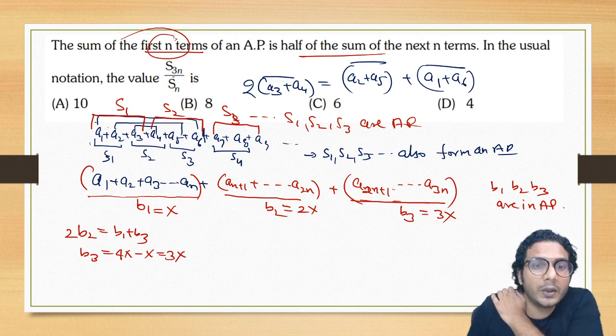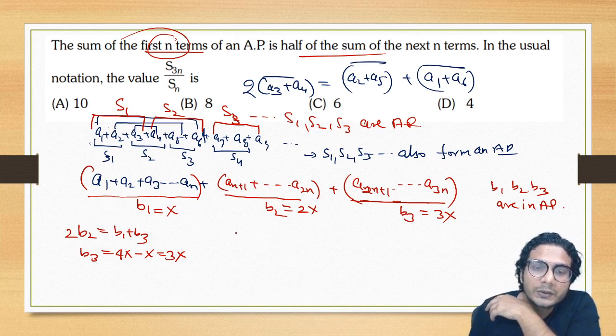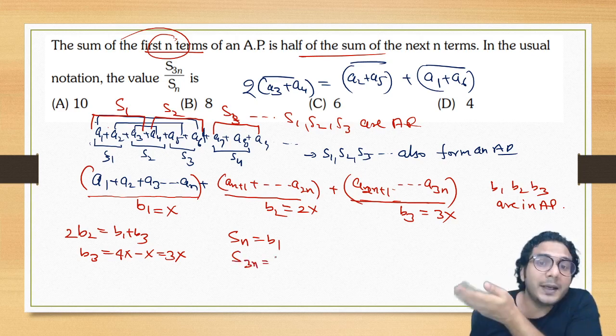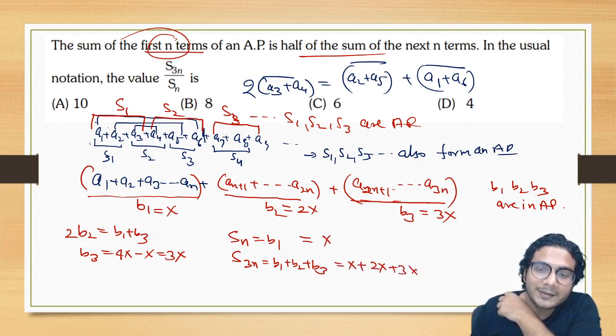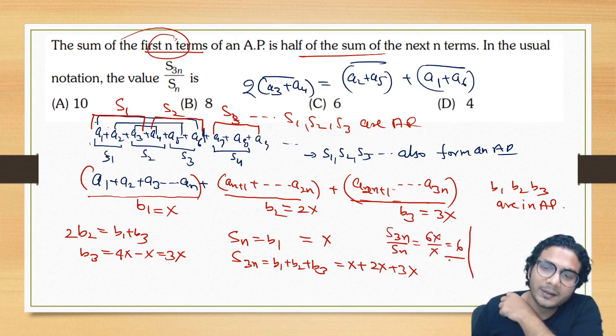We need to find the ratio. Now Sn represents the sum of the first n terms, so Sn is nothing but b1, and S3n is the sum of the first three n terms, that is b1 plus b2 plus b3. b1 is given as x, so this is x plus 2x plus 3x. Then S3n upon Sn is nothing but 6x upon x. So the answer is 6.